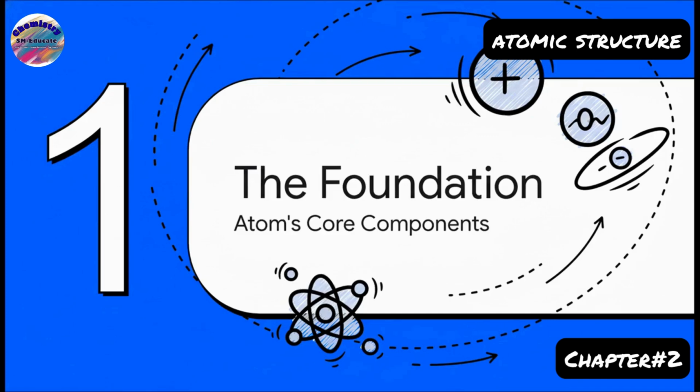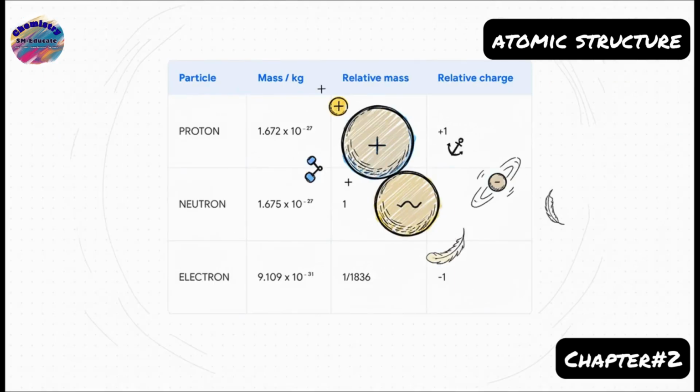Okay, so if we're going to build an atom from scratch, we need to know what our materials are. What are the core pieces we're working with? Well, it turns out there are really just three fundamental particles we need to get a handle on. And here they are, our three key players: the proton, the neutron, and the electron. You can see all their stats laid out. Protons have that positive charge, electrons are negative, and neutrons, well, they're neutral. They don't pick a side.